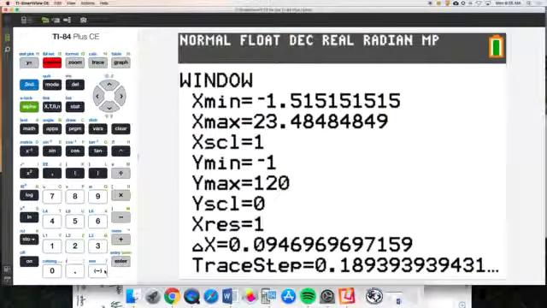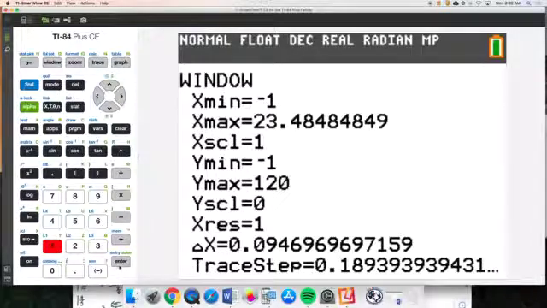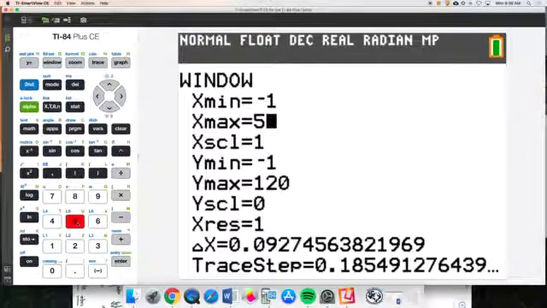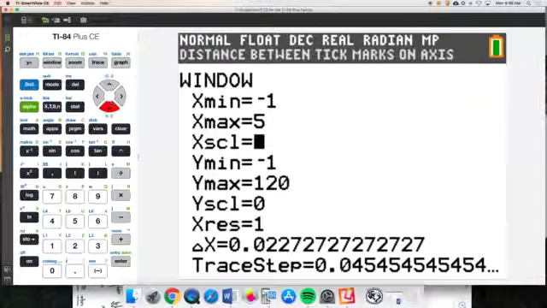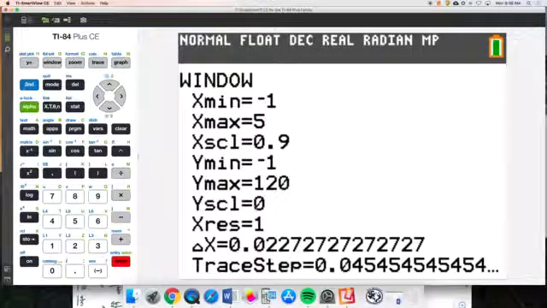I'm going to go from -1 again, because I like to see the y-axis. We went out to 4.5. I'm going to go out to about 5, just a little bit further. X scale doesn't matter. If you want to put it at 0.9, because that was our scale, you can. You can leave it at 1. You can put it at 0. Y min, I'm going to leave it at -1, because I like to see the x-axis.